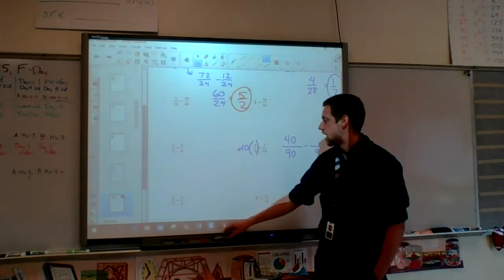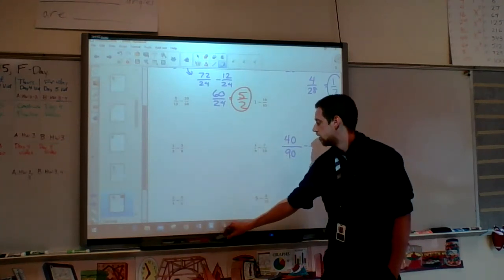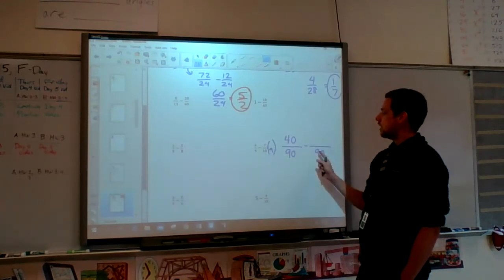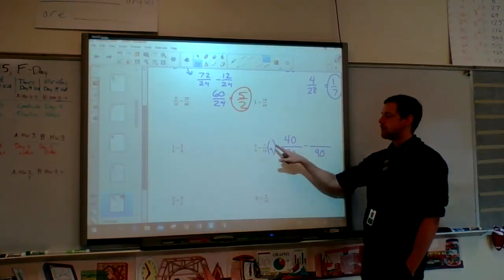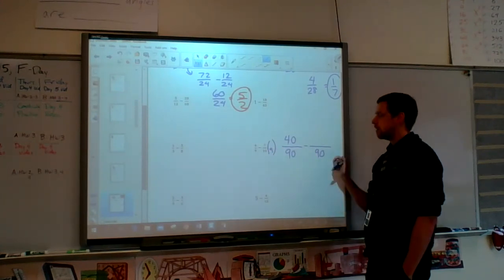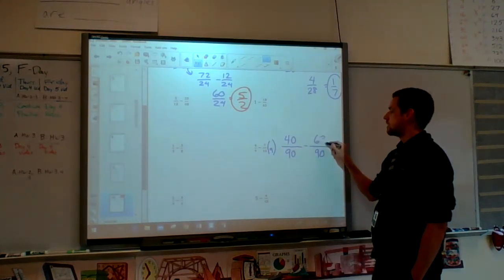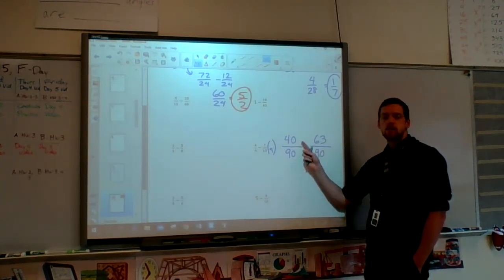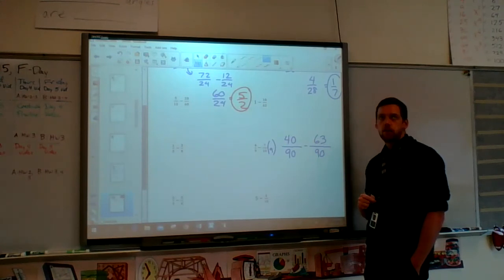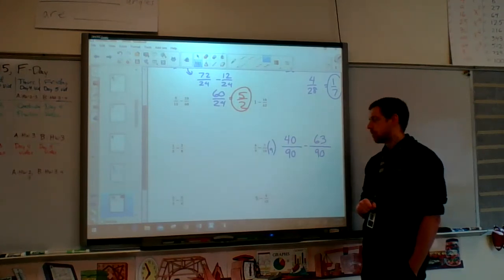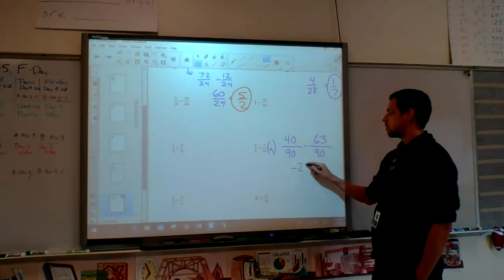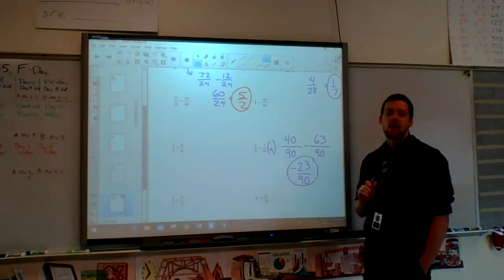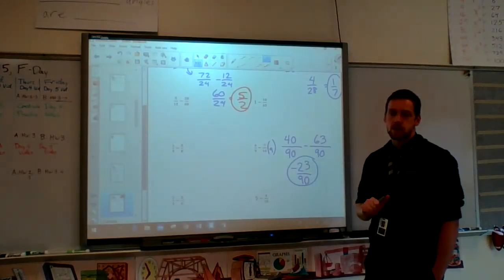Okay, on the other side, I've got 10 times 9 is 90. So what's 7 times 9? That's 63. Right? When I go to subtract these, can you do 40 minus 63? You can, you just get a negative number. Okay, we're going to get negative 23 over 90. That does not reduce. I could leave my answer just like that.